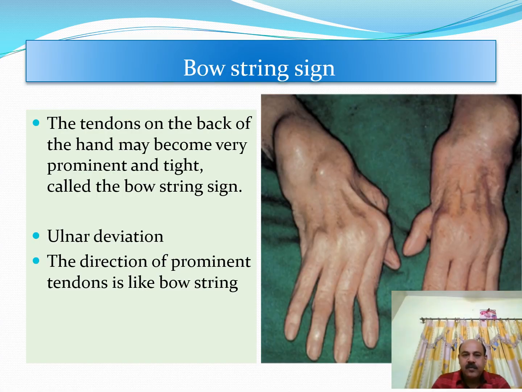Here in this picture, we can see bowstring sign. The tendon on the back of the hand may become very prominent. Ulnar deviation is also seen. The direction of prominent tendons is like a bowstring. Because of the atrophy of hand muscles, these tendons become very prominent and become like the string of a bow, and that's why it's called bowstring sign.